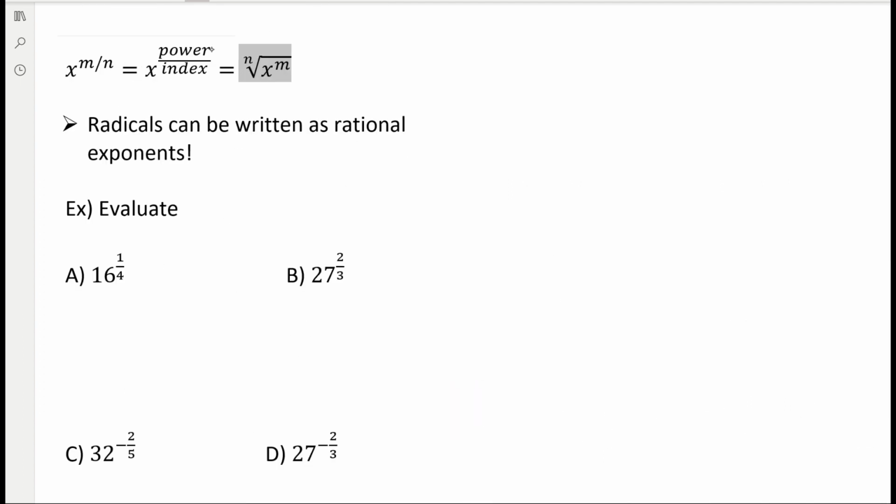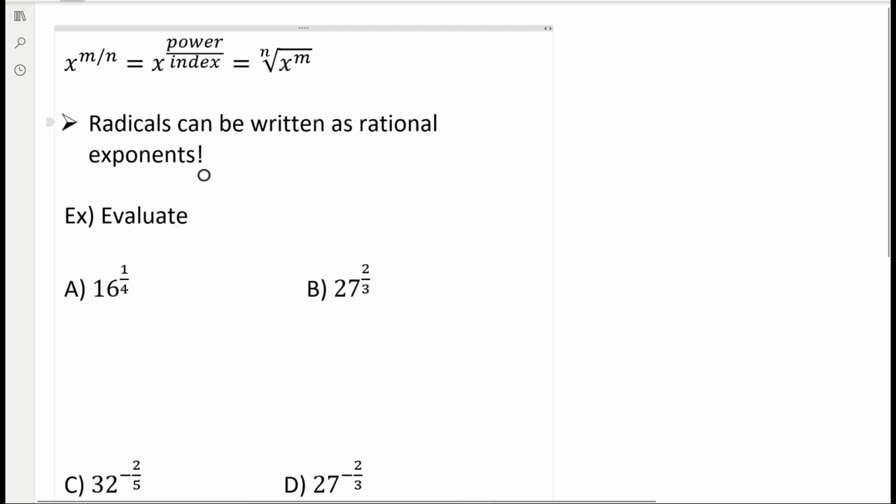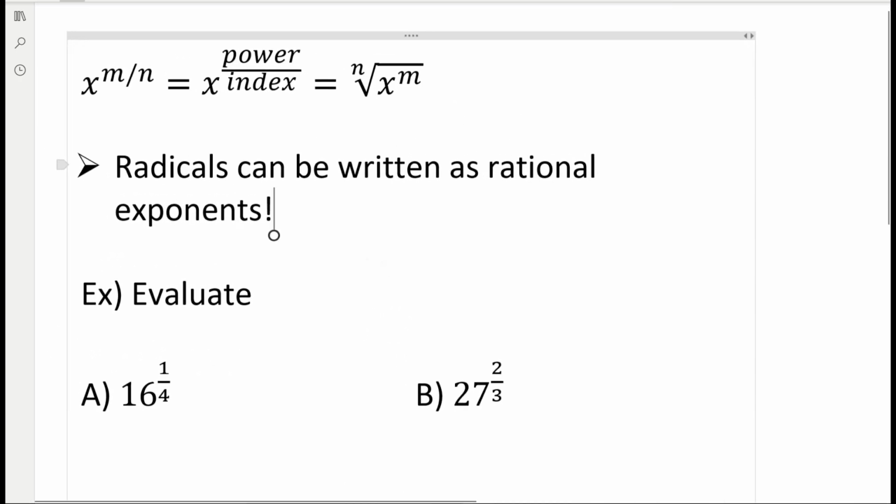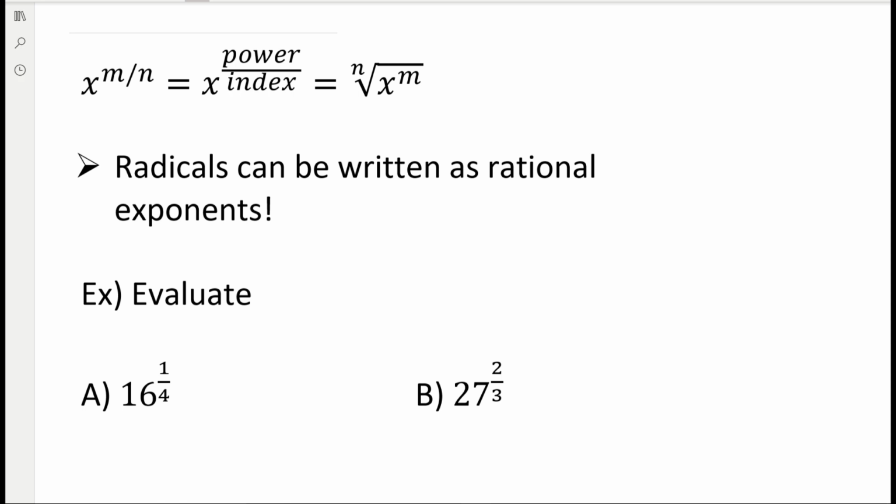So hopefully that made sense. I went ahead and summarized this again. X to the m over n power is equal to the nth root of x to the m. So again, the way to remember is power over index. The power goes here. That's obviously the power, right? To the x to the mth power. And the index goes here. So power over index. So if you want to convert anything into a fractional exponent or vice versa, then you can use this to help you.